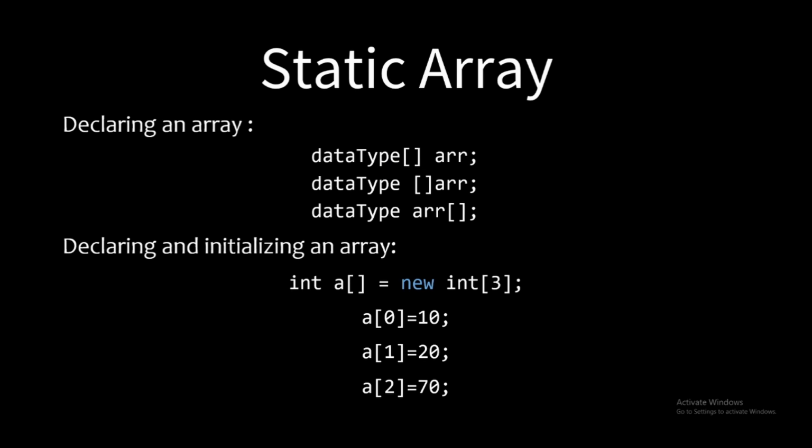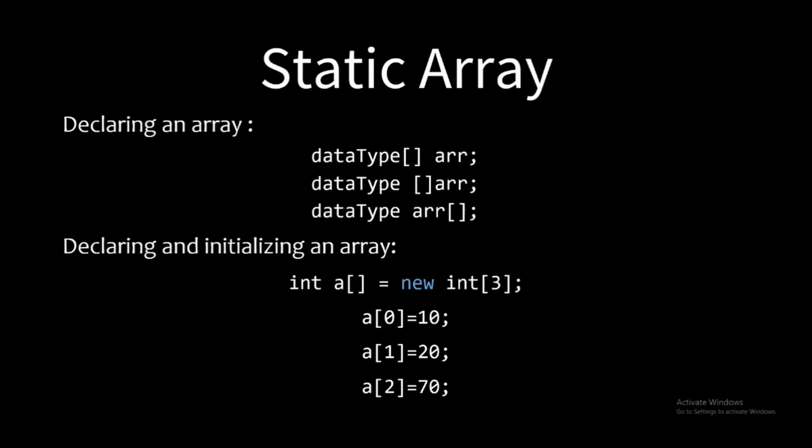Now remember, this syntax is in Java. First, if you are talking about integer arrays, then instead of data types, it will be int, square brackets, and the name of your array, whatever name you want to give. Then again in this one, int space square brackets, and the name of your array, or int space name of your array, square brackets. But this is the most conventional way of declaring an array.